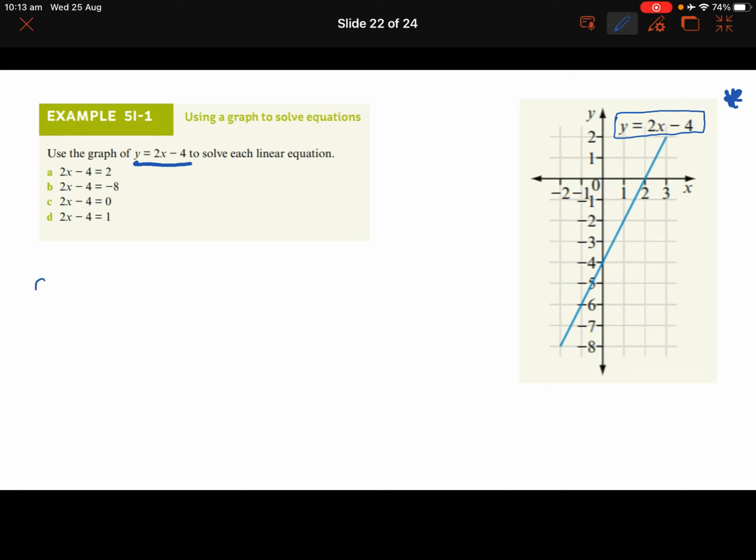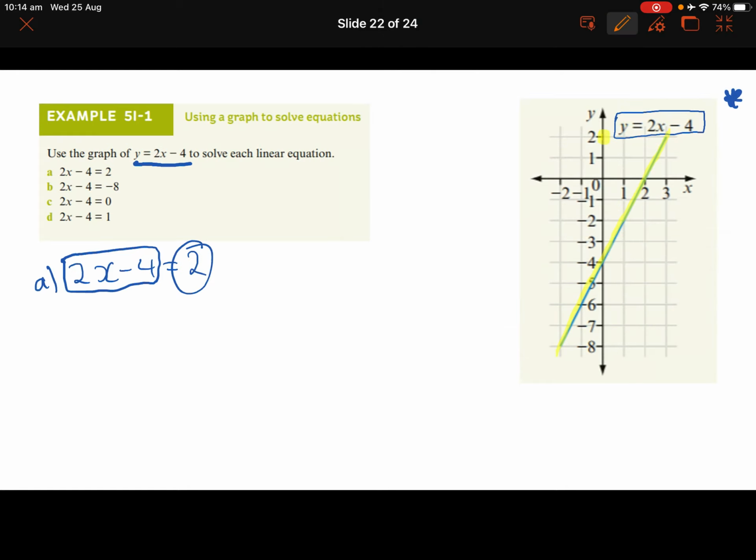So for A, I'll write it here. We've got 2x minus 4 equals 2. So what that means is, what does x equal so that when your graph equals 2, or when y equals 2? Because the y goes there. So if we look over on our graph here, y equals 2 is here. But we need to find at what point on our line. So when y equals 2, what does x equal?